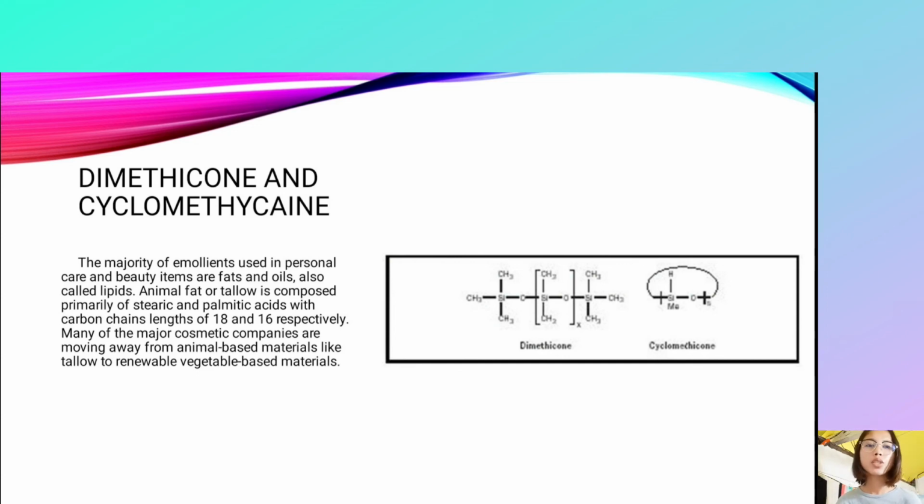The majority of emollients used in personal care and beauty items are fats and oils, also called lipids. Animal fat, or tallow, is composed primarily of stearic and palmitic acid with carbon chain lengths of 18 and 16 respectively. Many of the major cosmetics companies are moving away from animal-based materials like tallow to renewable, vegetable-based materials.